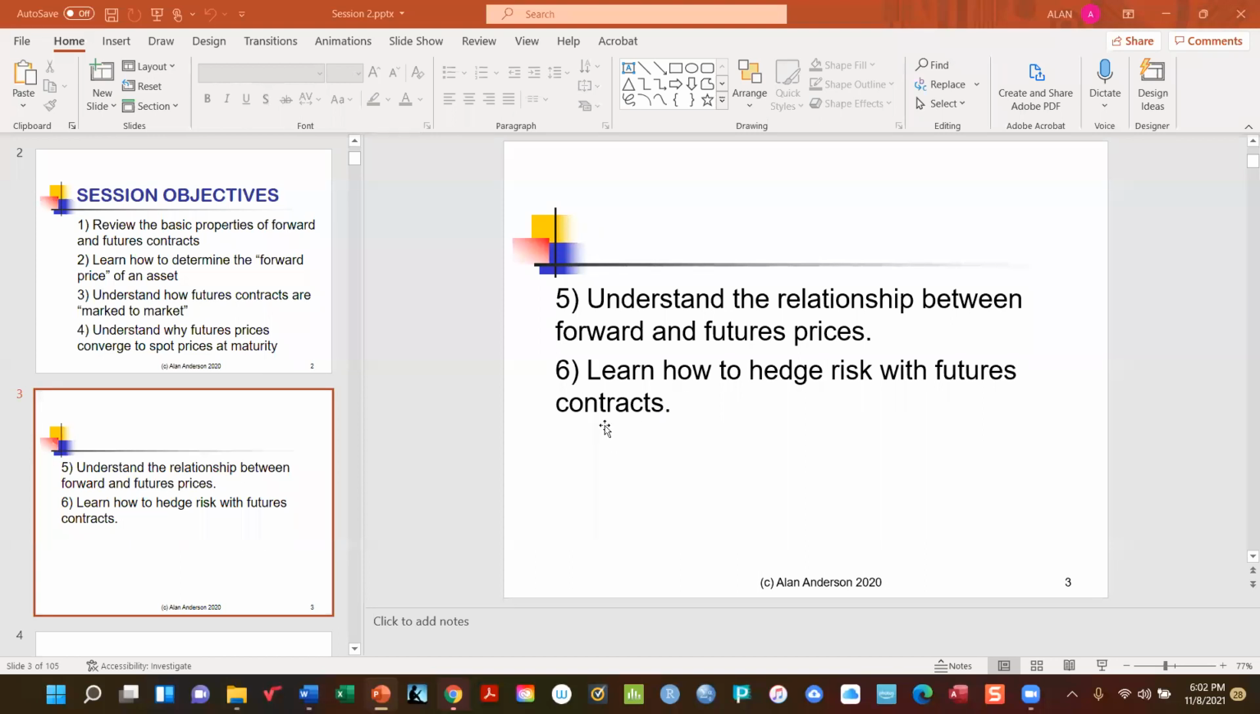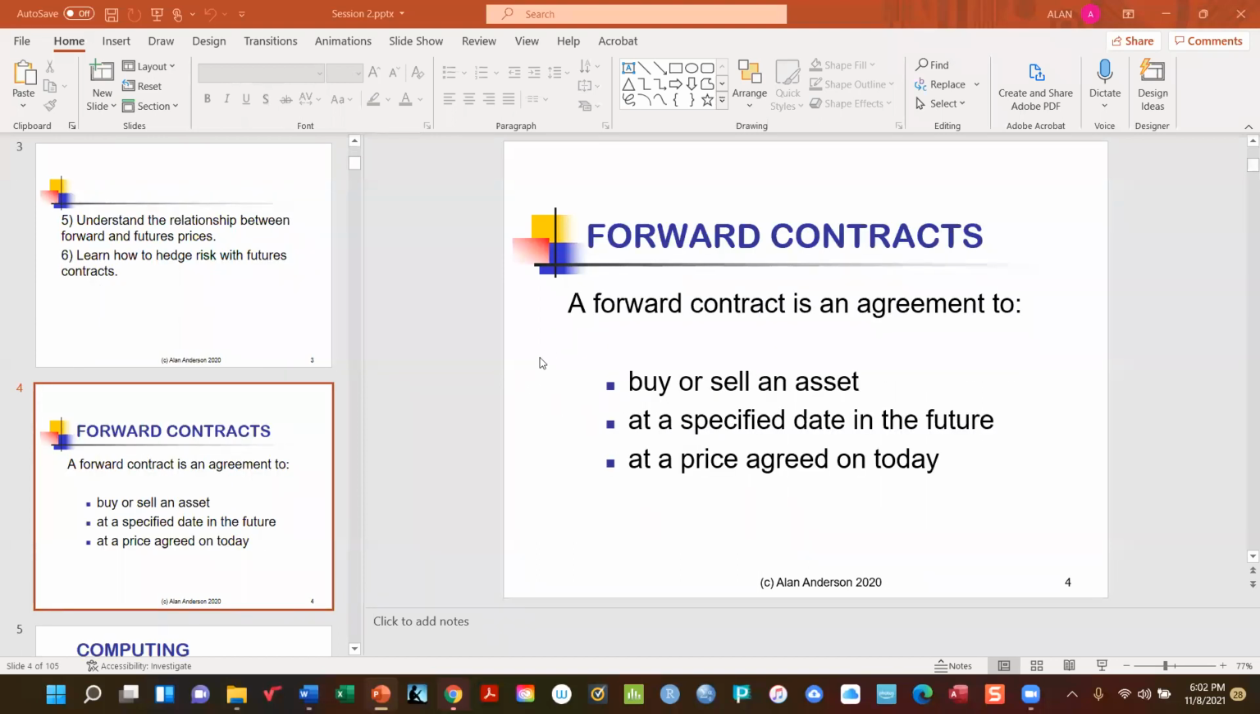All right, so we've already seen that a forward contract is simply an agreement where we can either buy or sell an asset at a specified date in the future at a price that's been agreed on today. And that's the key to the whole thing. If it weren't for that, then this contract wouldn't be very valuable. It's the idea that we can lock in the price at which we can buy or sell something in the future. That's what makes it possible to hedge our risks with a forward contract.